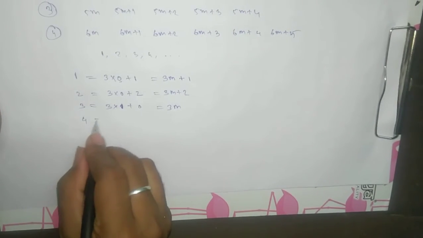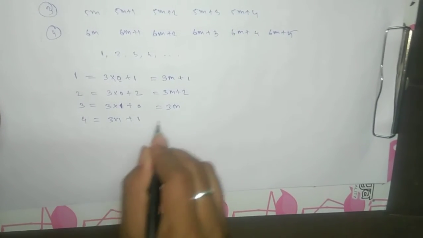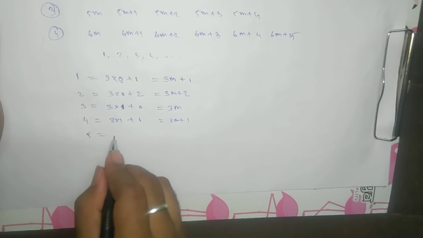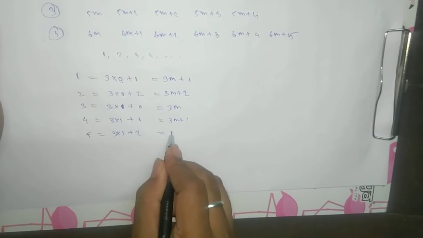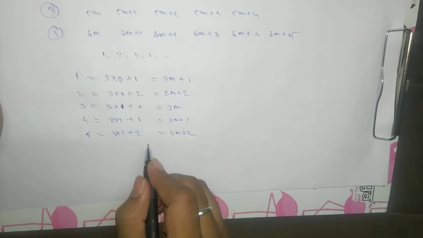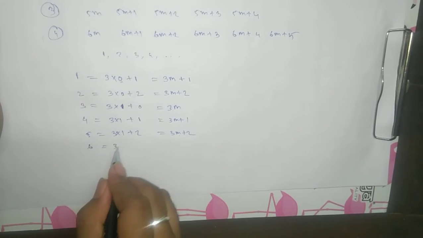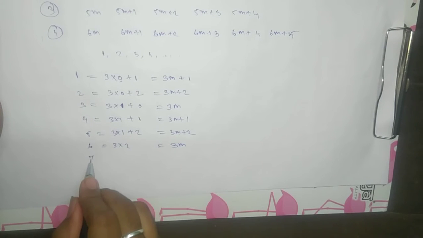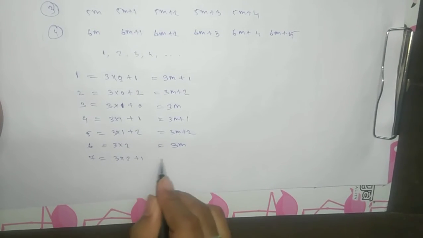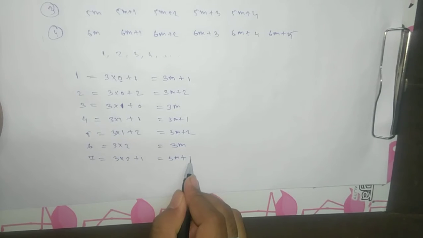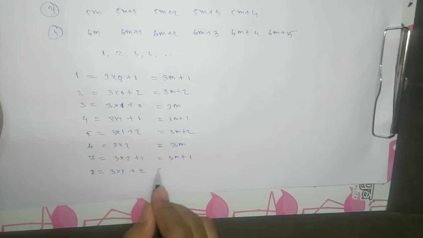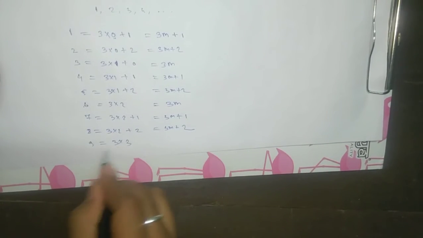If you go for 4, you can see 3 into 1 plus 1, that is 3m plus 1. For 5, 3 into 1 plus 2, that is 3m plus 2, where m is an integer. 6 is 3 into 2, which represents 3m. For 7, you can write 3 into 2 plus 1, that is 3m plus 1. For 8, 3 into 2 plus 2, that is 3m plus 2, and 9 is 3 into 3, and it continues so on.